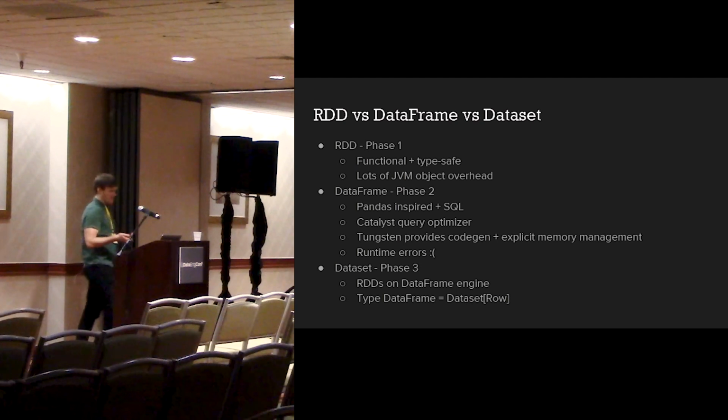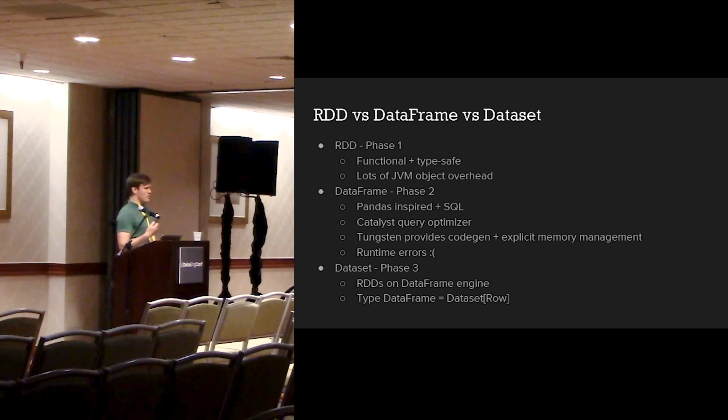And then they came out with the data frame in phase two. It was inspired by pandas and had a lot of SQL-like functionality. And then they overhauled the whole engine for more performance. They have this Catalyst query optimizer that's really smart and highly performant. Project Tungsten provides a lot of performance boost via things like code generation and more explicit memory management to get it closer to bare metal performance on the JVM. But the downside here is it's not very type safe. You can get a lot of weird runtime errors, and you have to cast things here and there, and you don't get the same functional compile time guarantees you got with the original RDD.